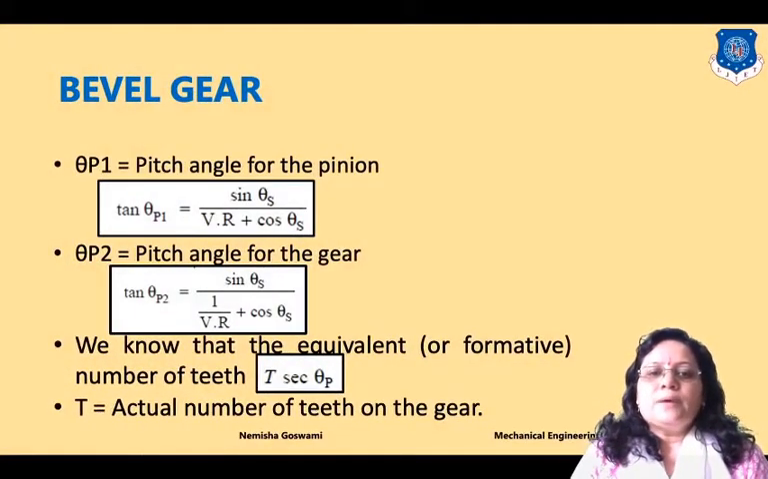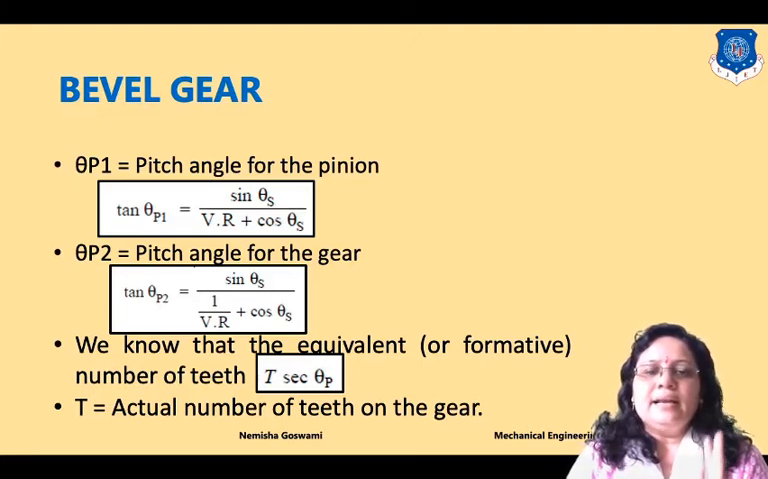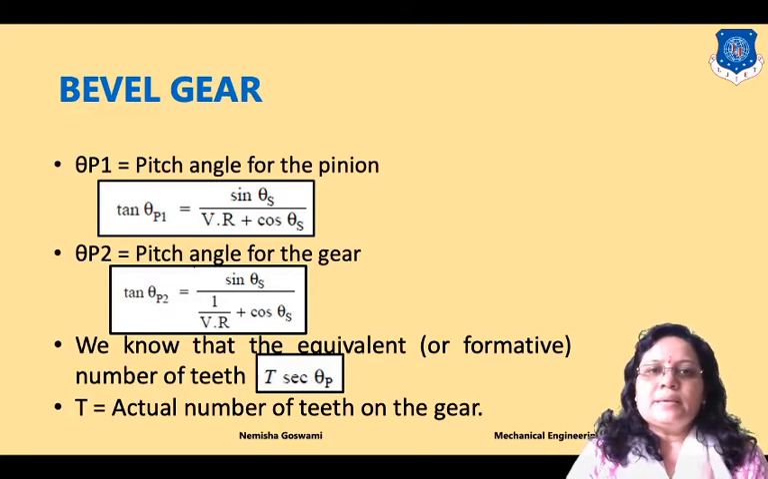Again, what is the standard formula for pitch angle? So here tan theta P1 is equal to sine theta S, the shaft axis angle, divided by velocity ratio plus cos of theta S. Similarly, the pitch angle for gear is given by tan theta P2 is equal to sine theta S divided by 1 upon VR plus cos theta S.